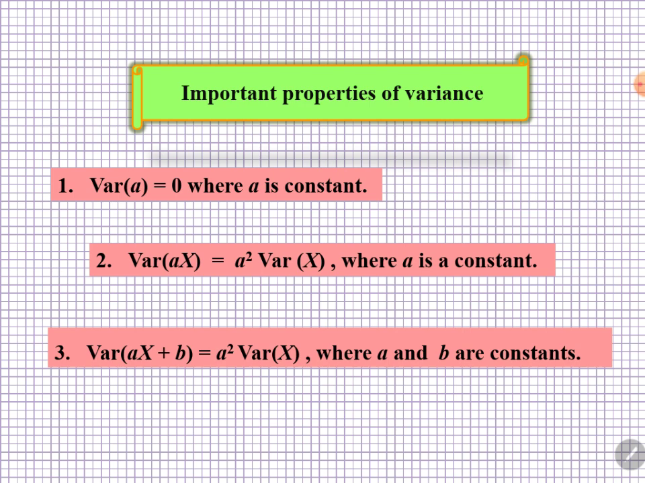The important properties are the same as the discrete case. They can be used for both types of random variables. So the variance of a constant will be 0. The variance of ax is equal to a squared times the variance of x, and the variance of ax plus b is equal to a squared times the variance of x.